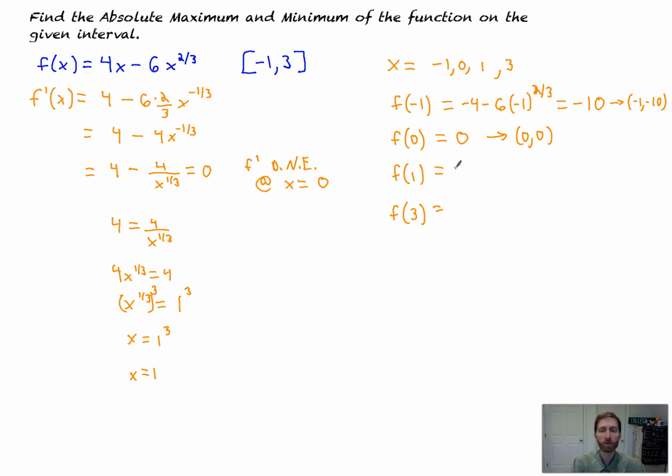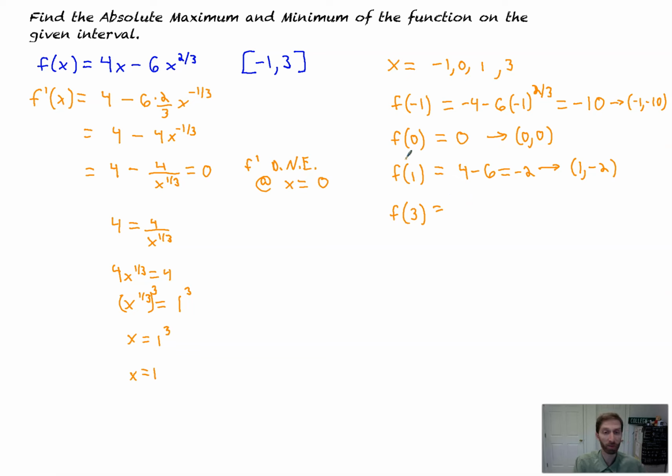F of 1. Well, if you plug in 1, you get 4 minus 6, which is equal to, no, I made an error there, -10. Sorry, -2. And so that point is going to be the point 1, -2. That can't be a minimum, and it can't be a maximum, because it's less than 0, but also greater than -10. Now we plug in 3, and 3 I had to plug into my calculator.